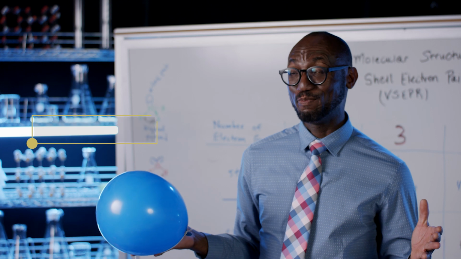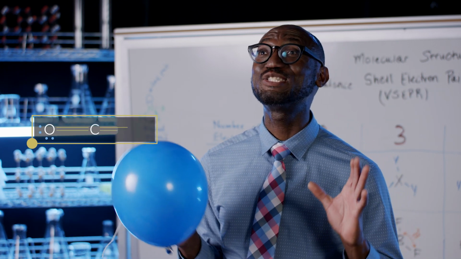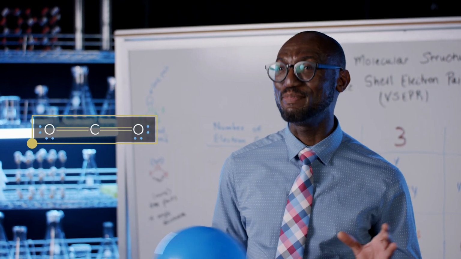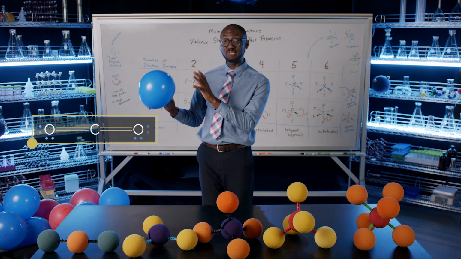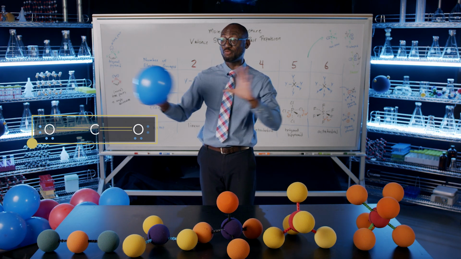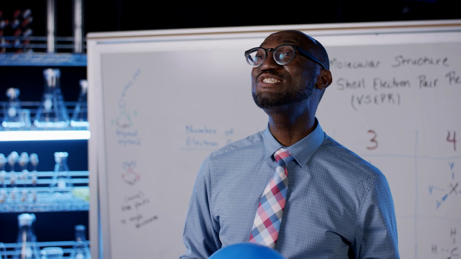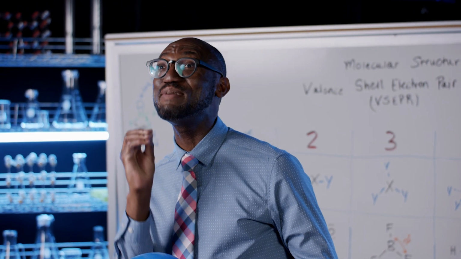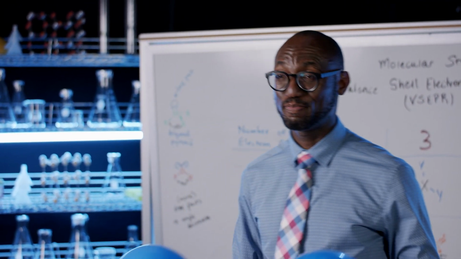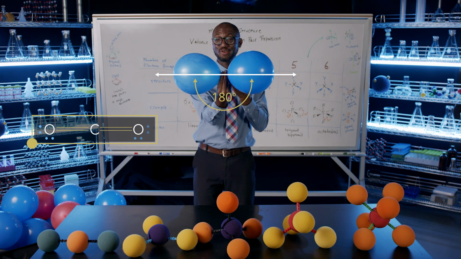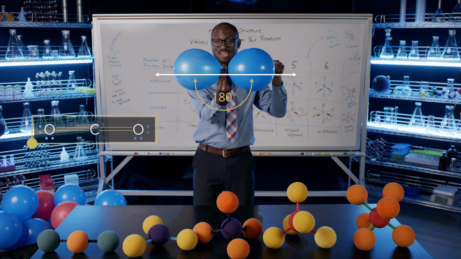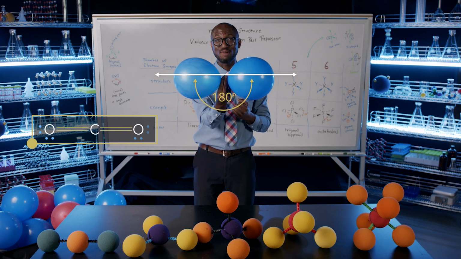Let's start simple. Two electron groups around a central atom, something like carbon dioxide, CO2. The electron groups will most likely be on opposite sides of the central atom, as far apart as possible. Let's tie these two balloons together to imitate the two electron groups. You can see that they are at 180 degrees to each other. This is a straight line, so we call this a linear molecule.